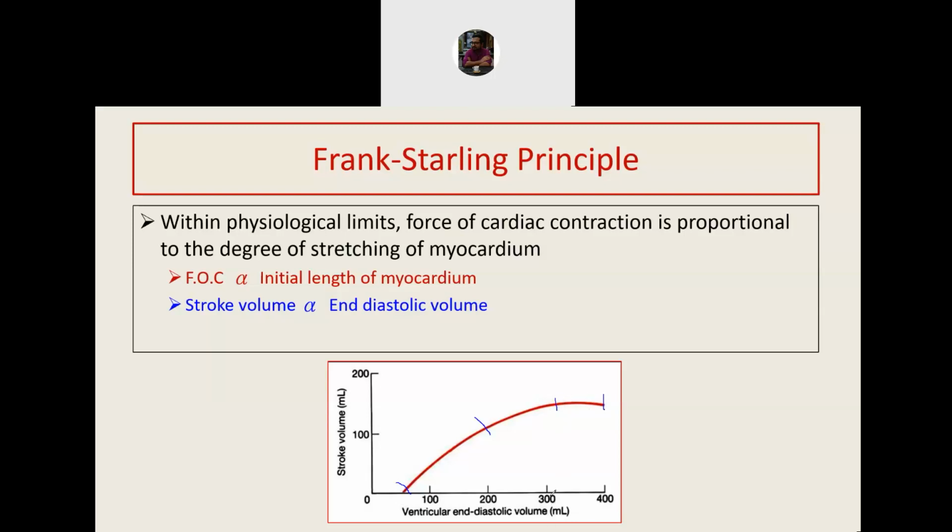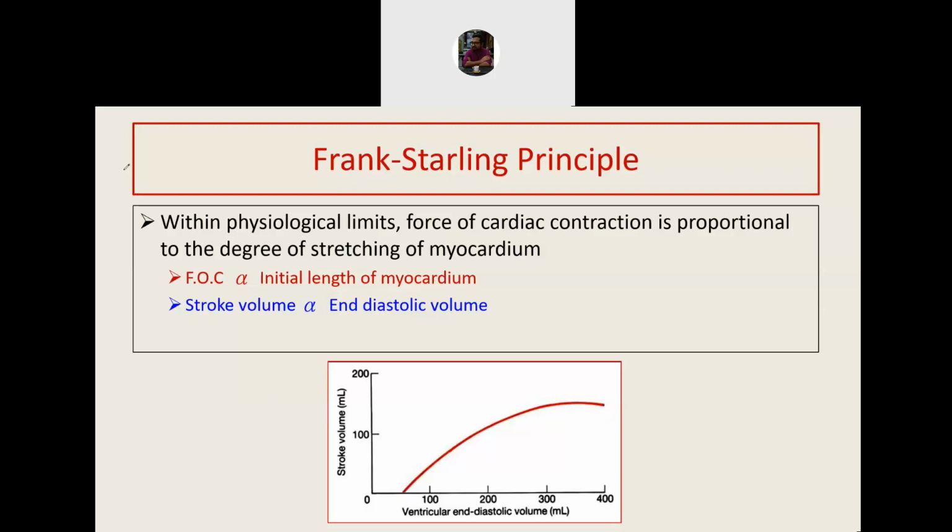So even if you increase the end diastolic volume, the force of contraction does not increase because maximum overlap between actin myosin has already happened. It is now not possible to contract it further. So within the physiological limit, although it's not exactly a straight line, it is almost a straight line, also satisfying this equation that stroke volume is proportional to end diastolic volume. That is y is proportional to x, giving you a straight line obeying the formula y equal to mx. So this is the Frank-Starling's principle.